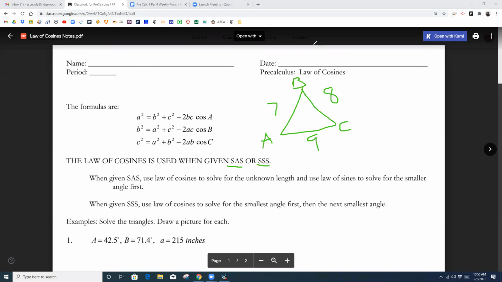Now, it should make sense that it's not the law of sines, because if you tried to do the law of sines, you would have two variables, which means you don't have information to solve. So if I was trying to find the sine of A, I could do the sine of A over 8 equals the sine of C over 7. All right, that we can't solve because we have two variables. So if you find that you're using a law of sines and you have two variables, you probably should be using a law of cosines.